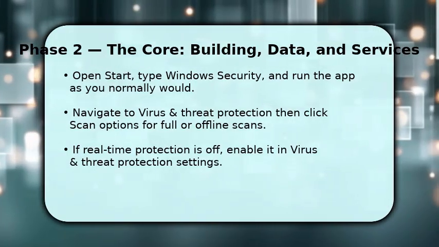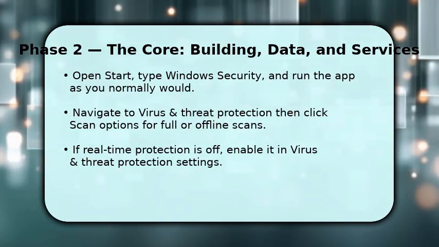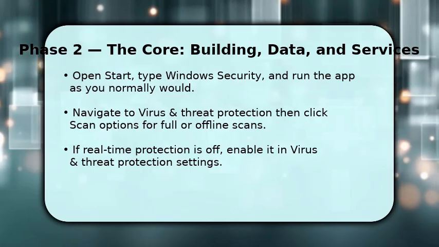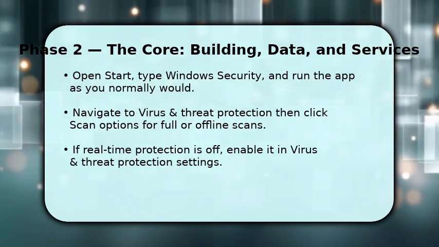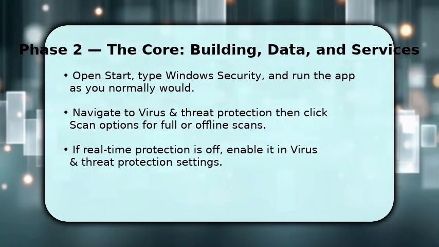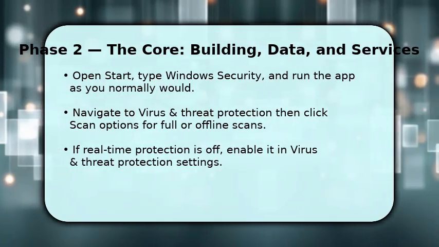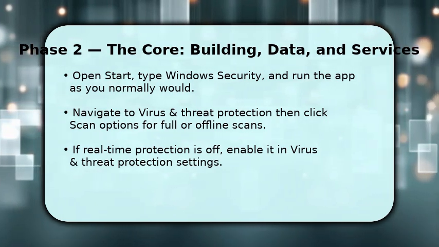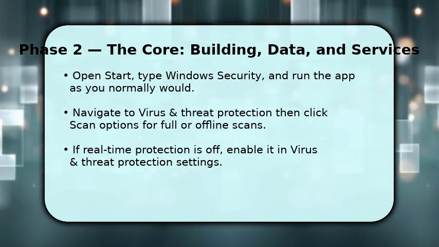Next, go to Virus and Threat Protection, then choose Scan Options. Select Full Scan for a thorough sweep or Microsoft Defender Offline Scan to remove stubborn threats. Also check Virus and Threat Protection settings and toggle Real-Time Protection on so Defender actively blocks anything found.